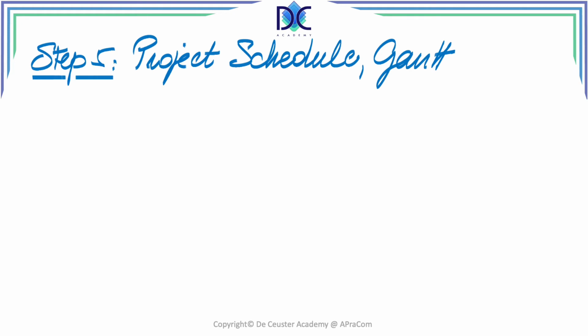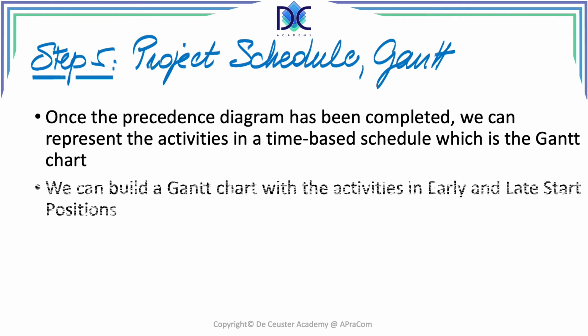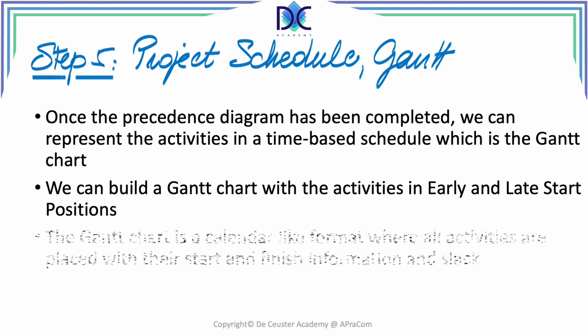Once we have the schedule, we can create the projects. When we have the network, basically, we can create the project schedule, which is typically done on a Gantt chart. Now, basically, the Gantt chart is a calendar type activity, and we can put the activities there in what we call early or late start positions. So we will have different Gantt charts that we can develop. We can develop a Gantt chart with all the activities in early start position, and we can develop a Gantt chart with all the activities in late start position.